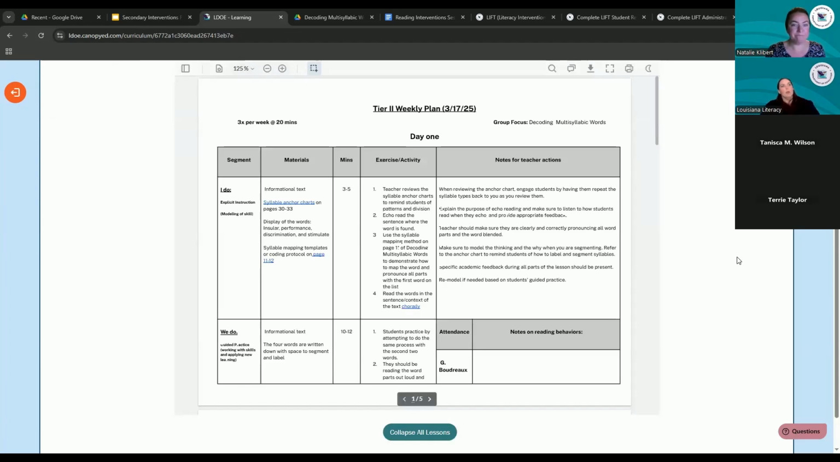Okay, so I went ahead and did the weekly plan. Remember, they're meeting with me 3 times this week. I'm working on those multisyllabic words, and I'm using that text that they were already going to be working with in that core instruction.